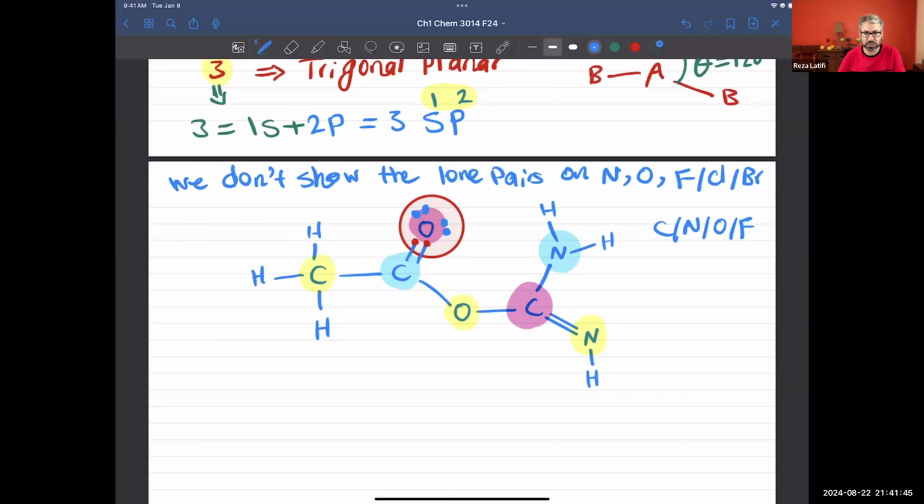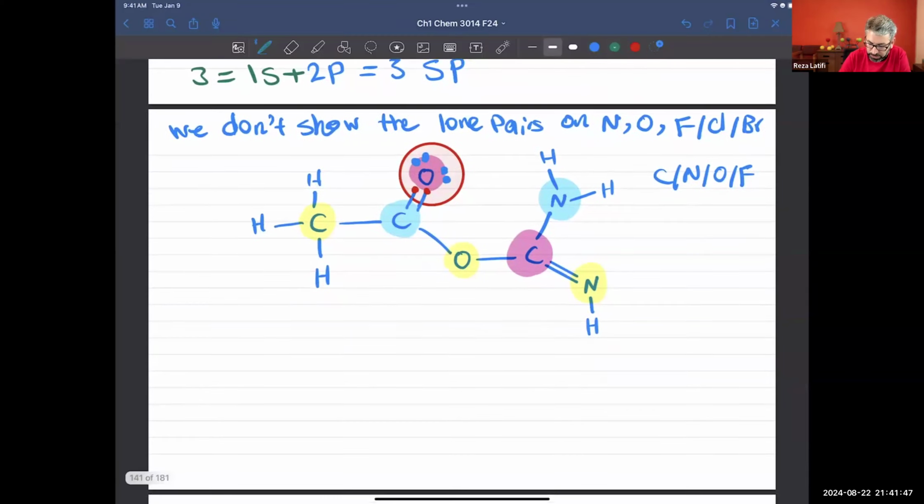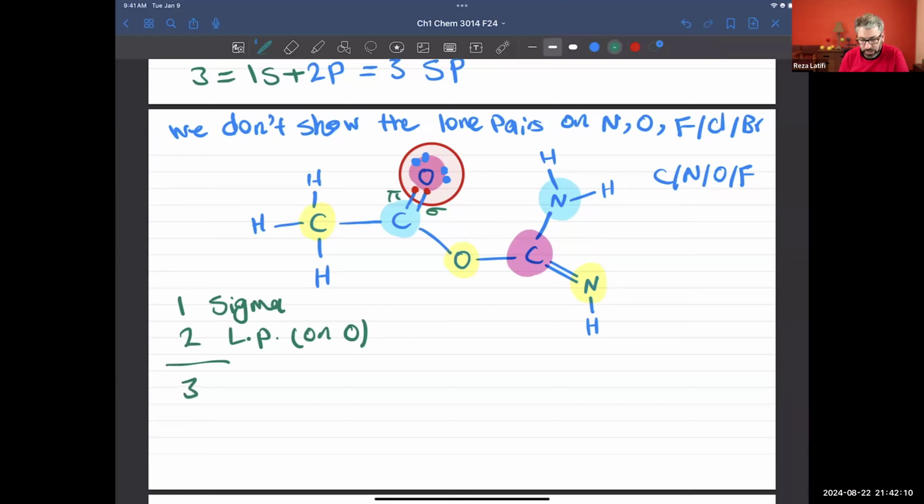Okay, now let's talk about oxygen. How many sigma bonds do we have? We have 1 sigma bond, and that's a pi bond. So we have 1 sigma. How about lone pairs on oxygen? On oxygen, we have 2 lone pairs. So sigma plus lone pair, I got it equal to 3. This time we do have lone pairs. So that means electron geometry is not going to be equal to the molecular geometry.